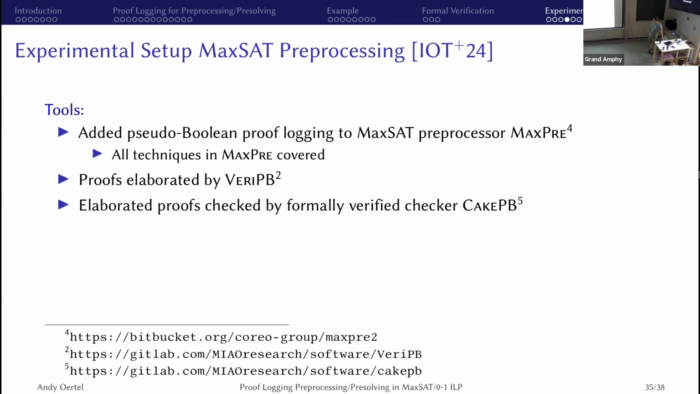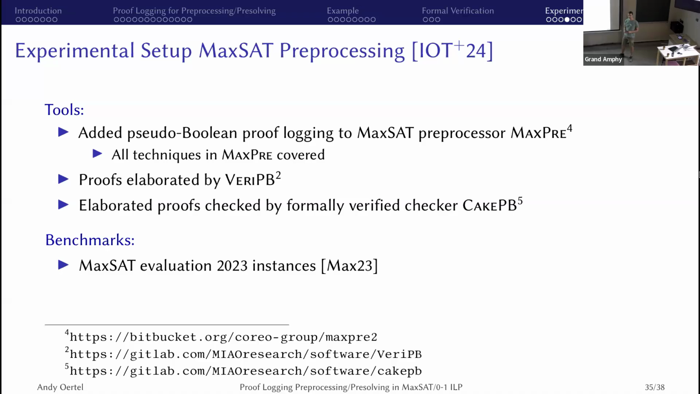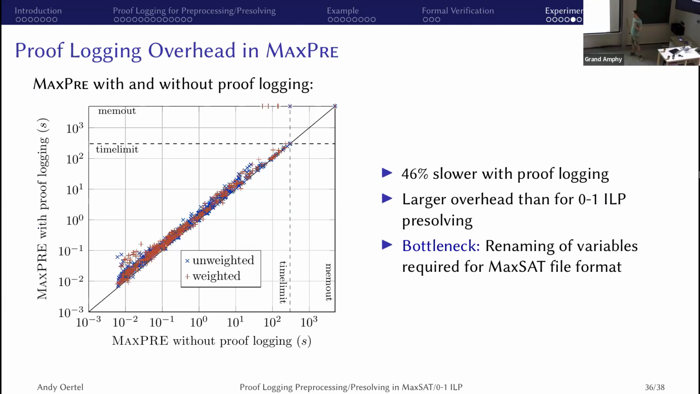Good. So then also for MaxSAT, we implemented this in the standalone MaxSAT preprocessor MaxPre. We covered all the techniques, and here we also use the formally verified checker CakePB to formally verify that our proofs are correct. Here we use the MaxSAT Evaluation 2023 instances to evaluate. And here we can see that for writing the proof, we are way worse than for 0-1 integer programming with its presolver Papilo, like 64% slower in the mean.